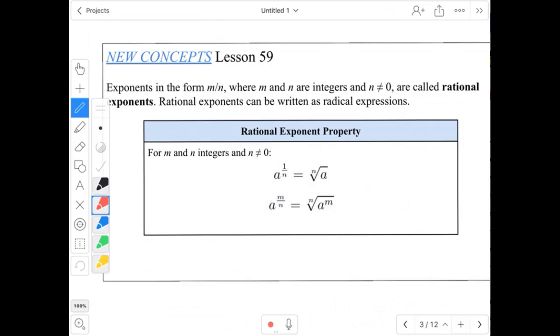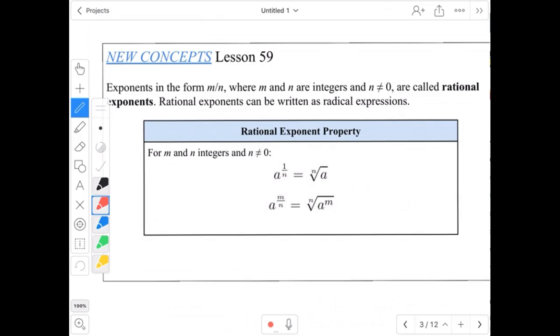Moving right along, exponents in the form m over n, where m and n are integers and n is not equal to 0, are called rational exponents. Rational exponents can be written as radical expressions. So this is a pretty important concept for you guys.